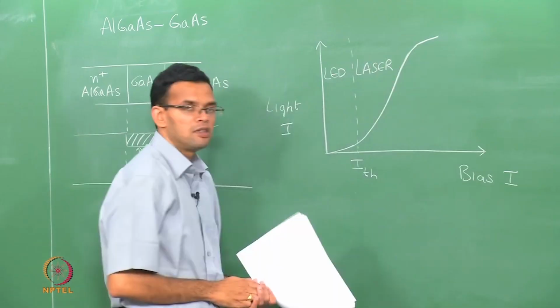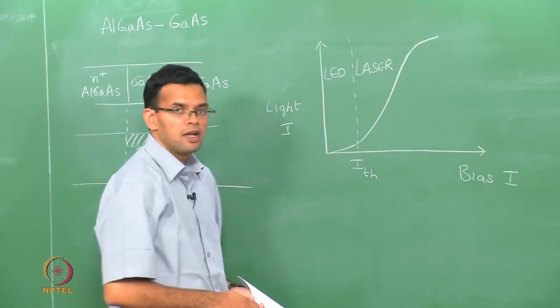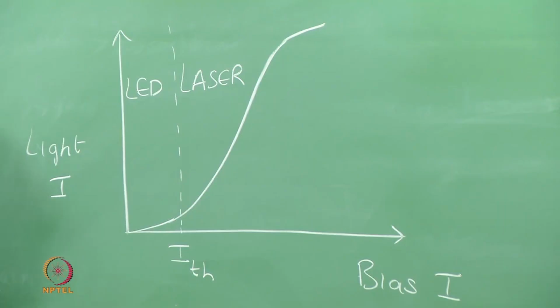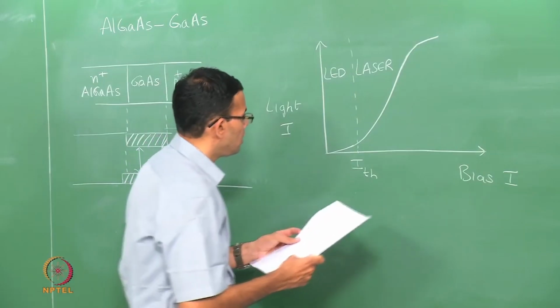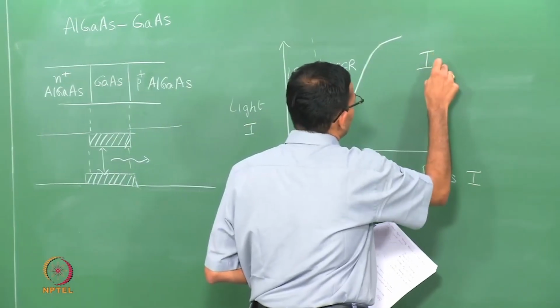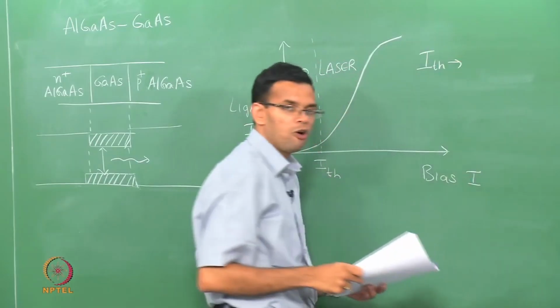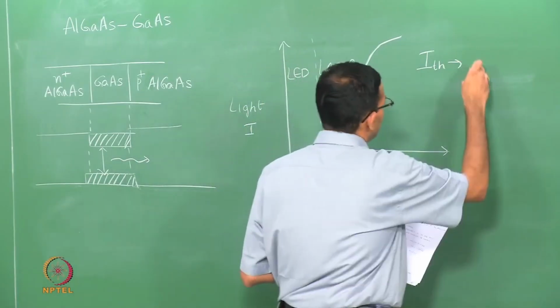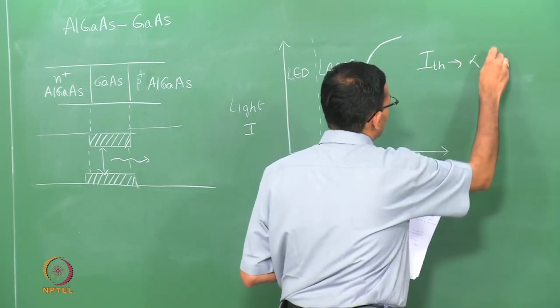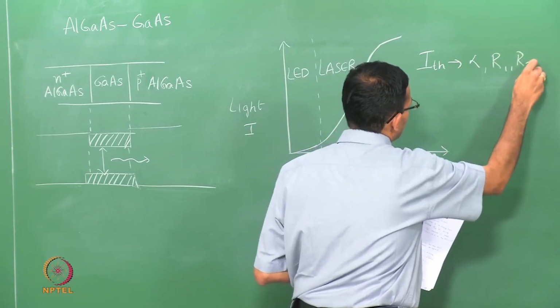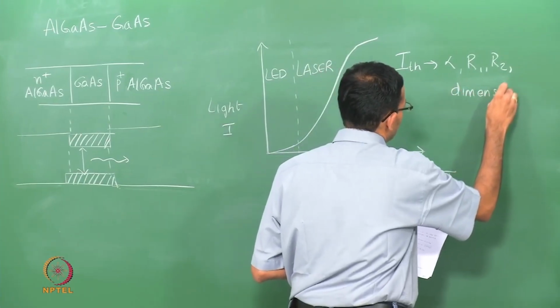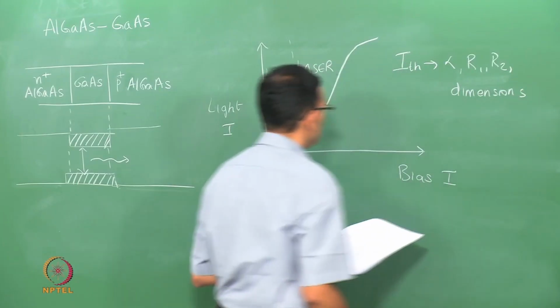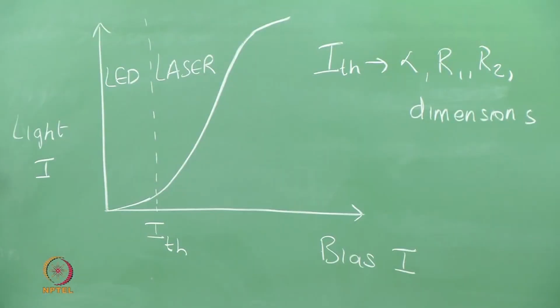We saw earlier that this threshold current depends upon the threshold gain, which says that you must have emission greater than absorption. This threshold value not only depends upon the material, but also depends upon the design. So, it depends upon alpha, the reflectivity of your mirrors, and also the dimensions of the sample. So, this is just a simple double heterostructure based laser.